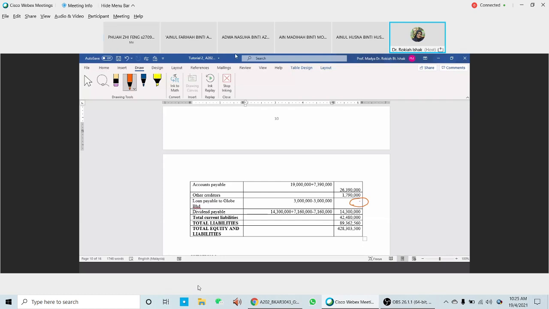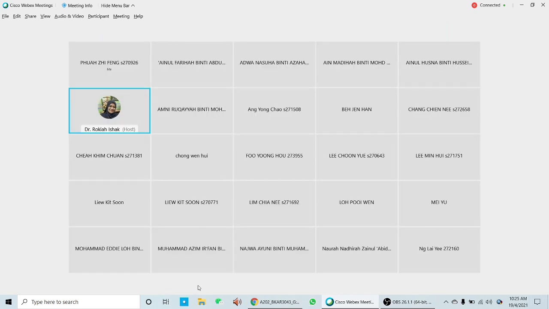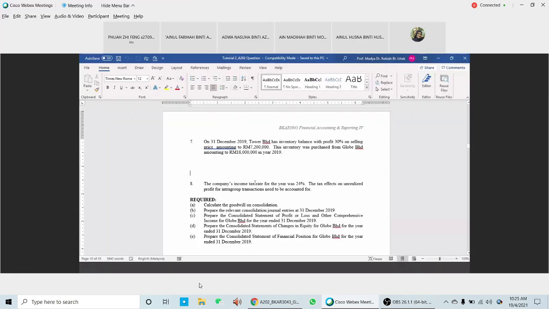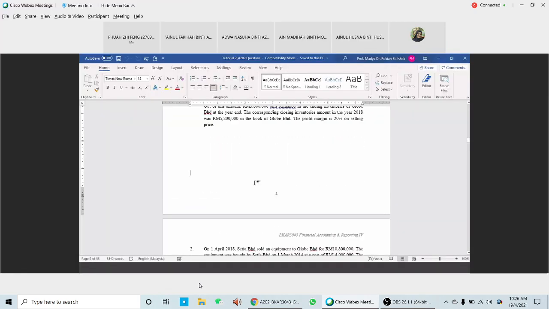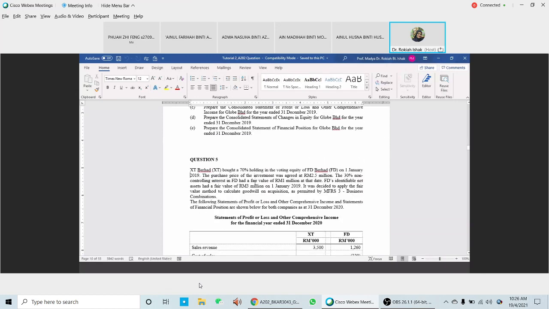Okay, so we proceed to question 5. Stop sharing this one for a while. Now we're going to proceed with question 5. Okay, so what you have now, is it question 5 or not yet? Okay, I'm going to share it with you again. This is what you have, isn't it? Question 5. And this one is already done. We're now going to look at question 5.